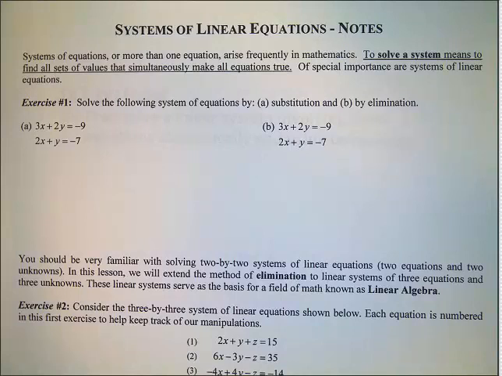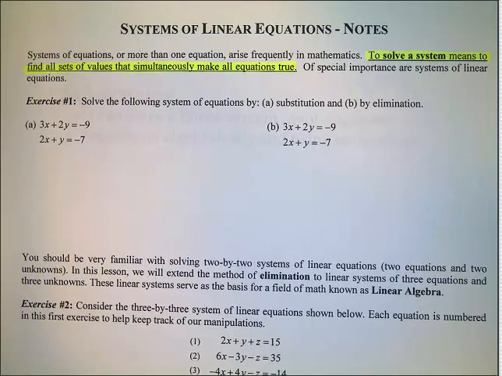Systems of equations, or more than one equation, arise frequently in mathematics. To solve a system means to find all sets of values that simultaneously make all equations true. Of special importance are systems of linear equations. So the first 2 examples should be review.